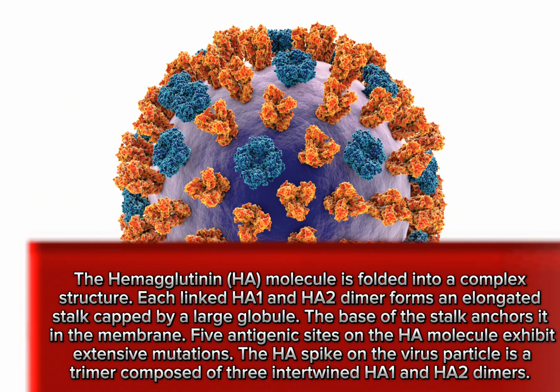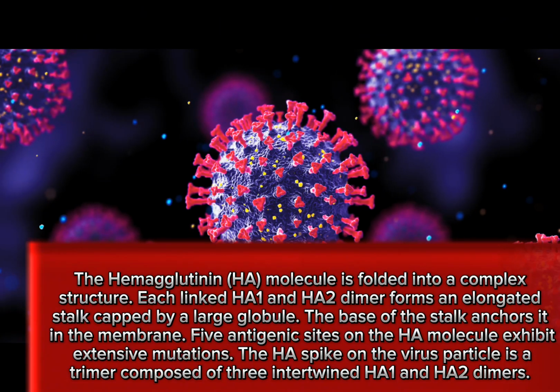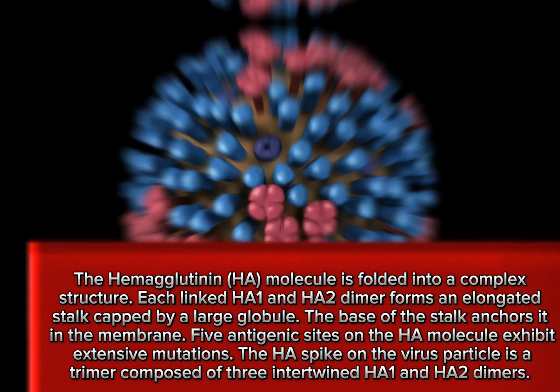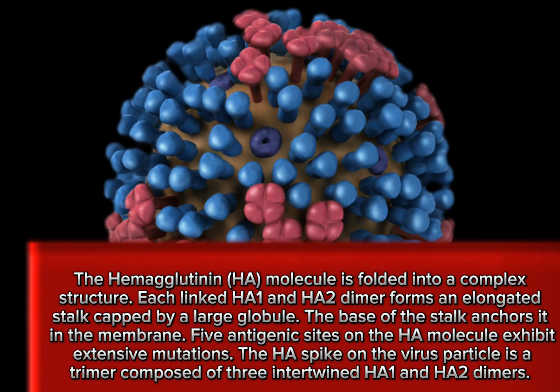Each linked H1 and H2 dimer forms an elongated stalk capped by a large globule. The base of the stalk anchors it in the membrane. 5 antigenic sites on the H molecule exhibit extensive mutations. The HA spike on the virus particle is a trimer composed of 3 intertwined HA1 and HA2 dimers.